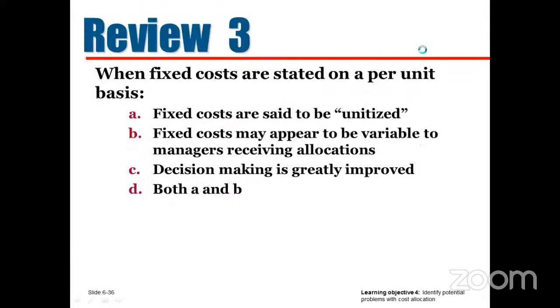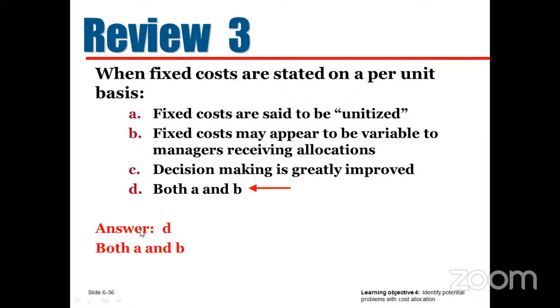Yeah. When fixed costs are stated on per unit basis, it seems like variable cost already lah. Variable cost is per unit mah. It will not change mah. Fixed costs are said to be unitized. Fixed cost may appear to be variable to the manager receiving allocation. Decision making is greatly improved. So it's both A and B lah. So because we may increase the activity, the fixed cost will increase every time lah.